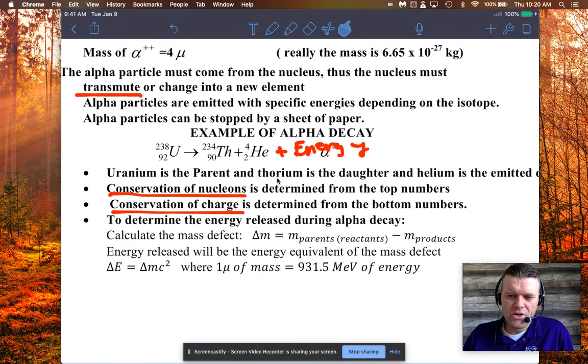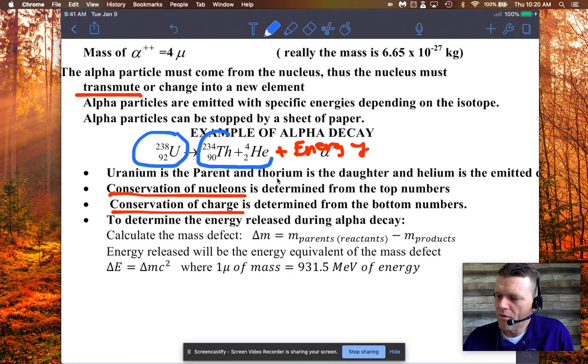To determine the energy released during the alpha decay, I want you to see that it's actually fairly straightforward. All you have to do is compare the mass of the parents or the reactants, in this case just U-238. The mass of U-238 will be more than the mass of thorium-234 and the alpha particle combined, the mass of the products. This is similar to binding energy, in that we're dealing with masses here. You find the mass defect between those two, and then you use Einstein's equation, E equals mc squared, or the shortcut.